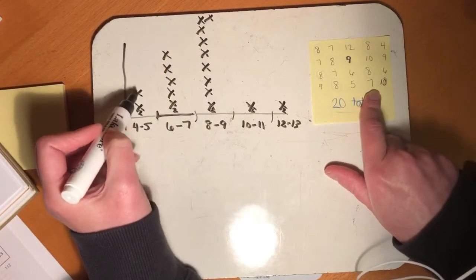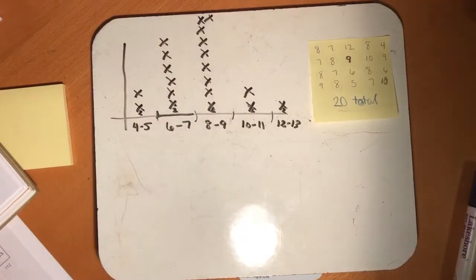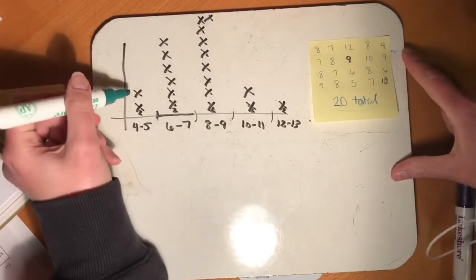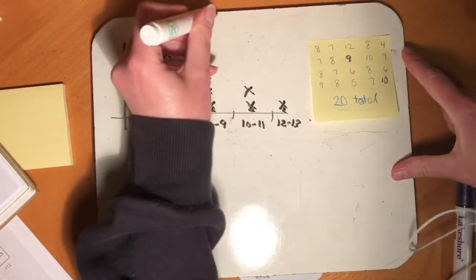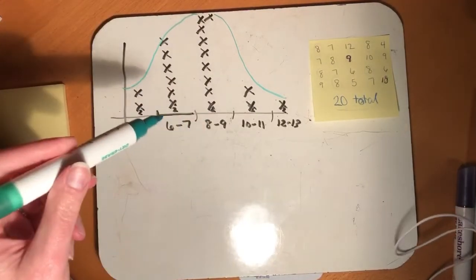A 5-year-old, a 7-year-old, and a 10-year-old. Okay. So now what I have, again, it's still a fairly evenly shaped curve that I could draw over all of this data. And I can start to calculate again the area under the curve.